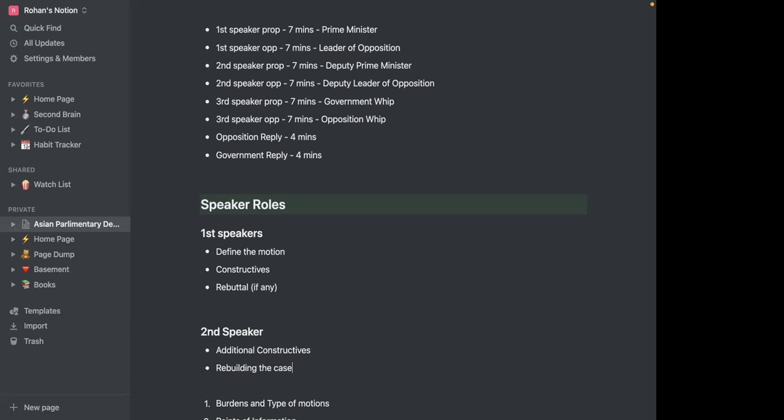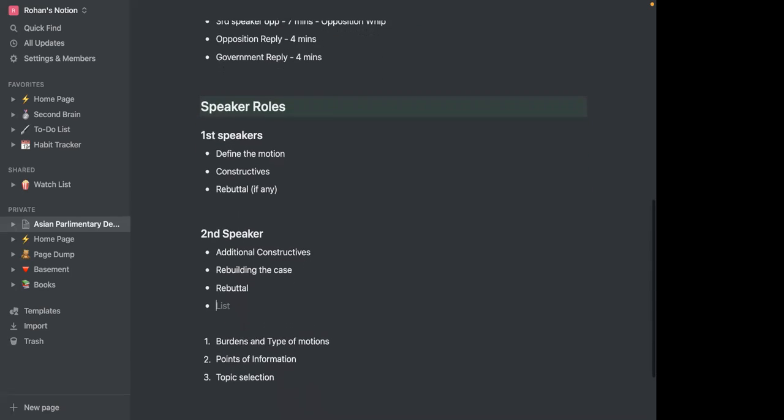Rebuilding looks like you solving any logical gaps that existed within your first speaker's speech, or talking about the attacks that the other team did against your arguments, and talking about why those attacks were not very successful, or those attacks tried to argue the wrong thing, for example. Number three is obviously provide rebuttal.